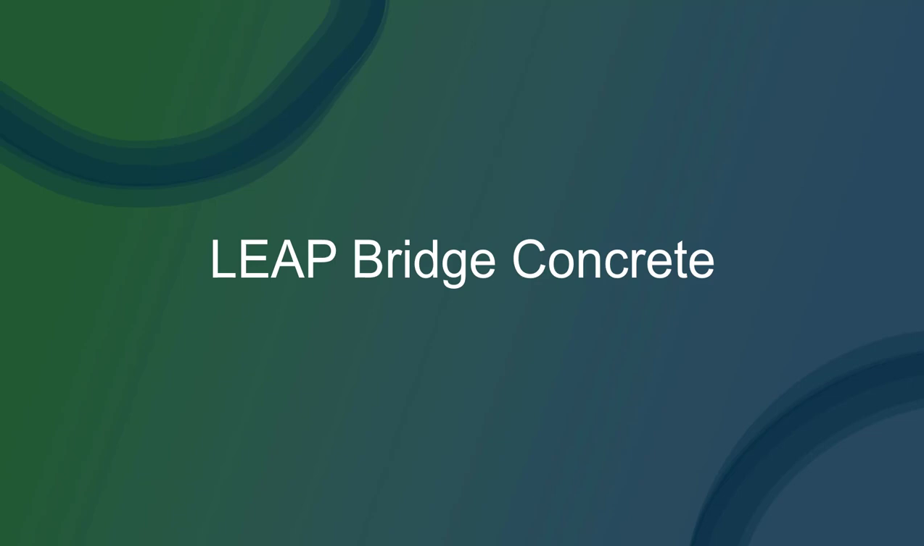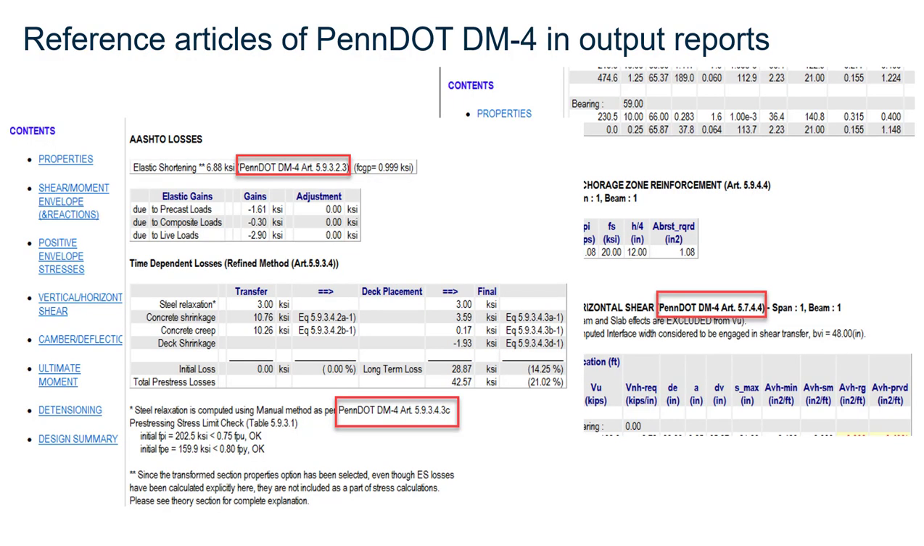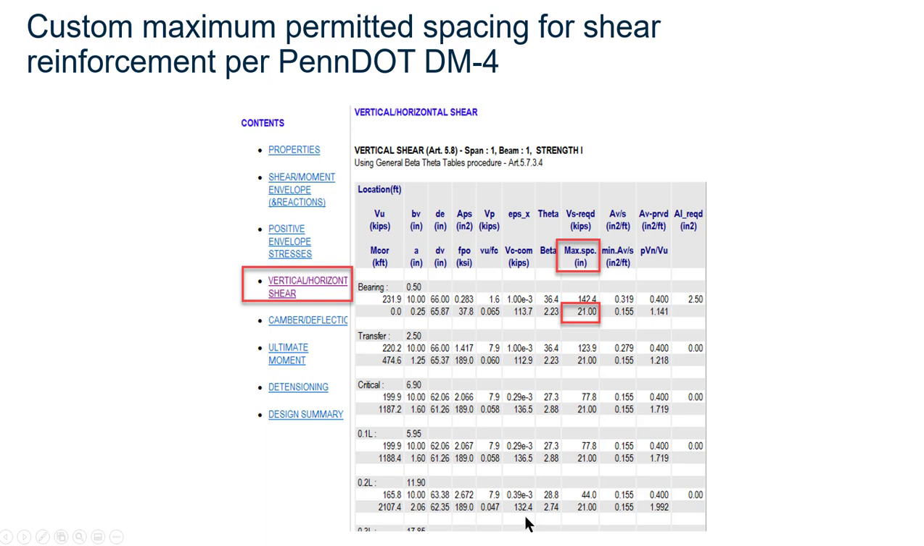Updates in LibBridge Concrete. Calculations and reference articles are now referenced to Pennsylvania Department of Transport design manual. Like here, elastic shortening, steel relaxations, horizontal shears, those are as per the PennDOT DM. Here is also the custom maximum permitted spacing for shear reinforcement as per the manual.